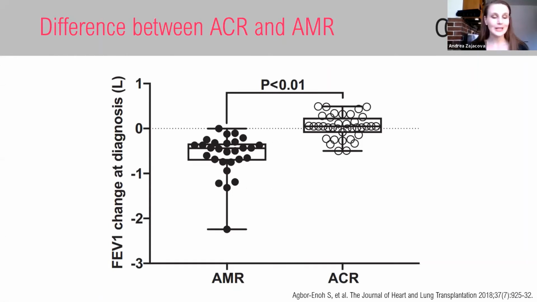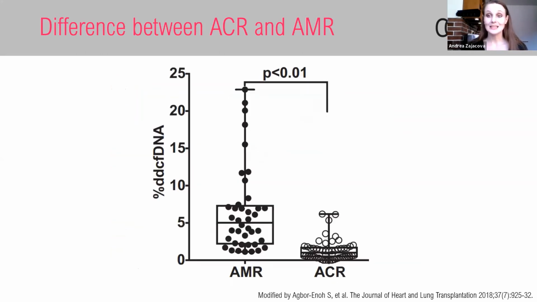There is, for a long time, a hypothesis that antibody-mediated rejection is connected with higher graft dysfunction and higher alteration of the tissue than acute cellular rejection. Here we may say that at the time of clinical presentation, patients with antibody-mediated rejection present with a higher drop in FEV1 compared to acute cellular rejection. This correlates very well with the levels of dd-cfDNA. At the time of clinical diagnosis of antibody-mediated rejection, levels of cell-free DNA are significantly higher than in patients with acute cellular rejection.